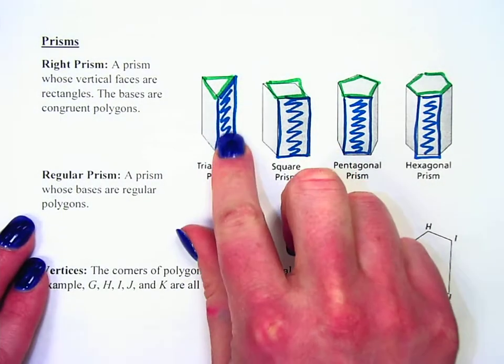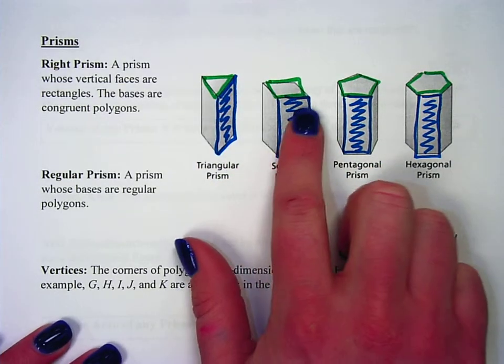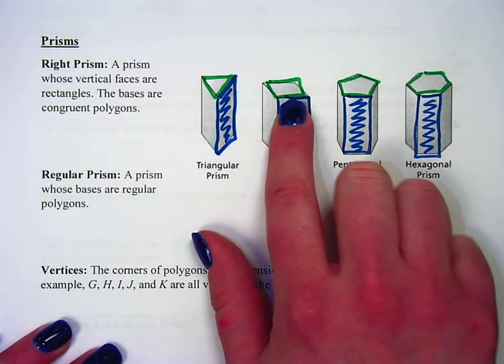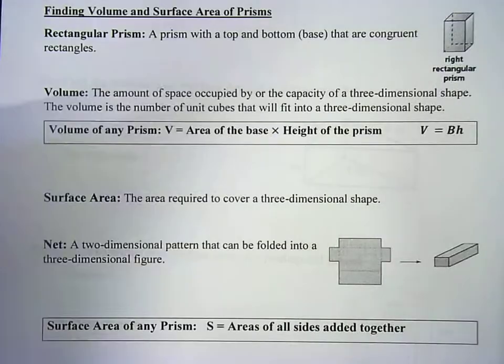So if I see a triangle on the top, I name it a triangular prism. If I see rectangles on the side, but a square on the top, then I call it a square prism and so forth. Okay, so that's really important today.